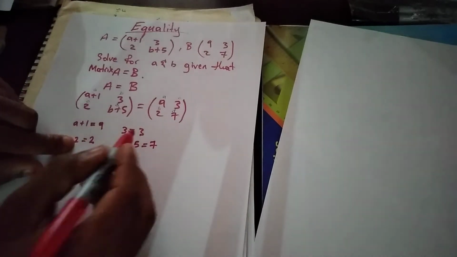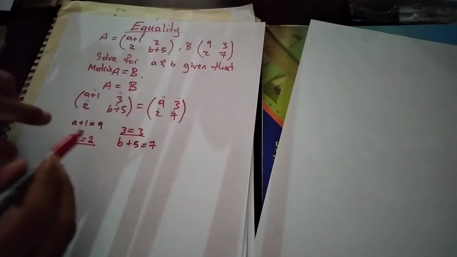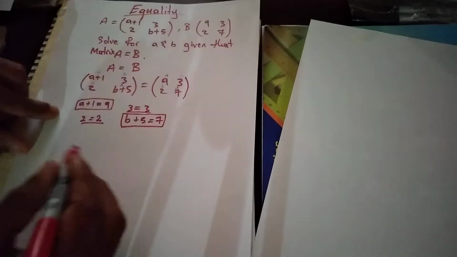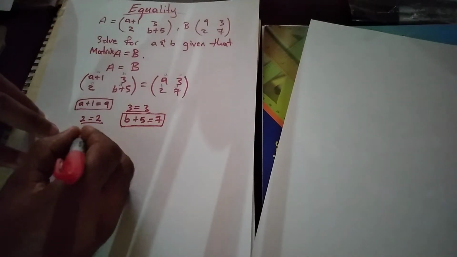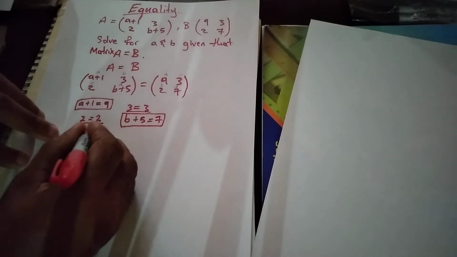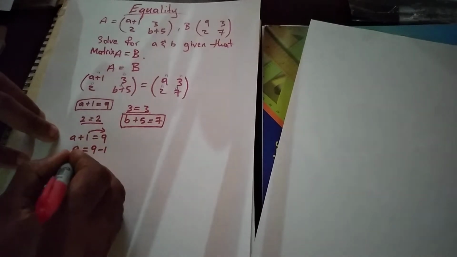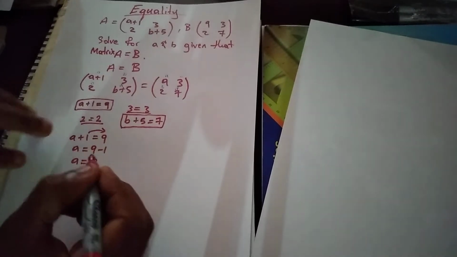If you realize these are equal to each other, what we need to do is solve these two linear equations to solve for A and B. So I'm going to have A plus 1 equal 9. I'm going to collect like terms. I'm going to have A is equal to 9 minus 1. A is equal to 8.